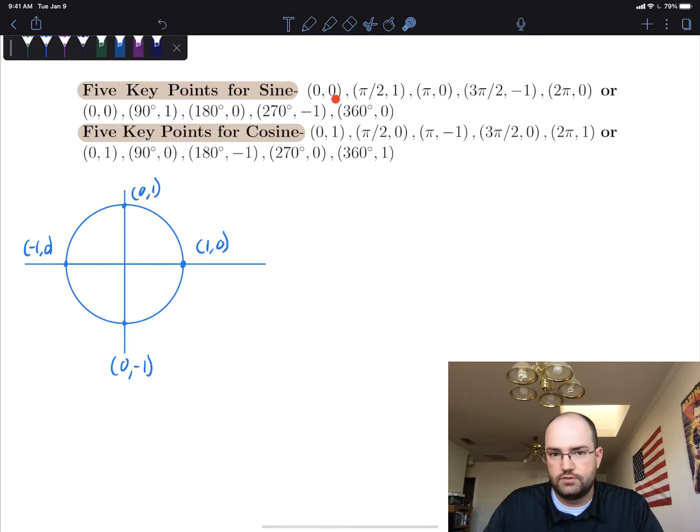Good. And the y coordinates are just the x or y values, depending on if it's sine or cosine. Sine is the y values, so 0, 1, 0, negative 1, 0. And for the cosine, the y's are the x's. So 1, 0, negative 1, 0, 1.